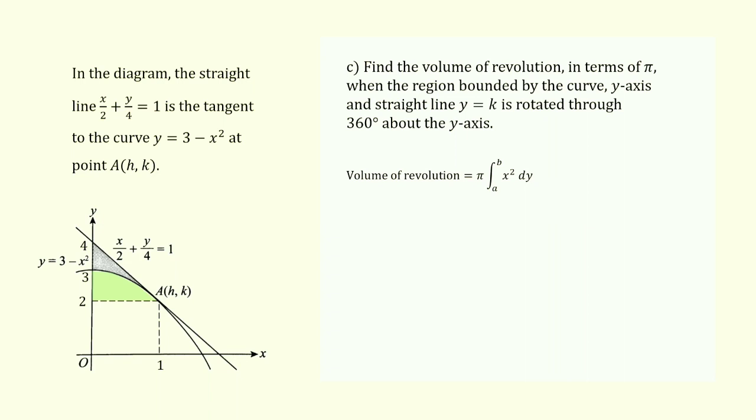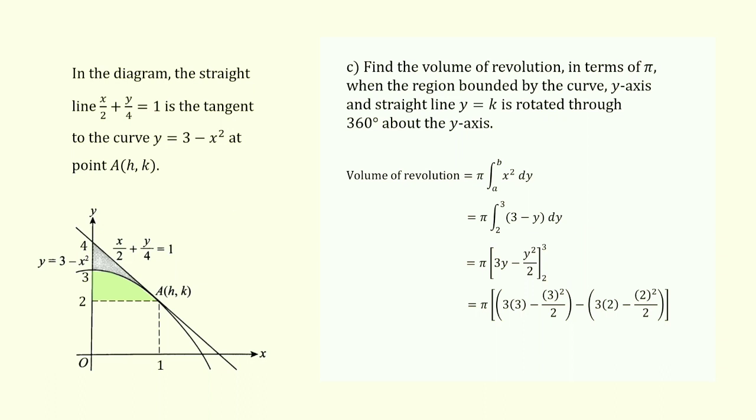Now from the equation of the curve y equals 3 minus x squared, x squared equals 3 minus y. So we can substitute this in, along with the values of our upper limit and lower limit. Then, integrating this will be equal to pi times (3y minus y squared over 2) from 2 to 3. After that, we substitute y equals 3 and subtract this with when y equals 2 to find the value of 3y minus y squared over 2 from 2 to 3. Simplifying this, our answer is 1 over 2 pi units cubed.